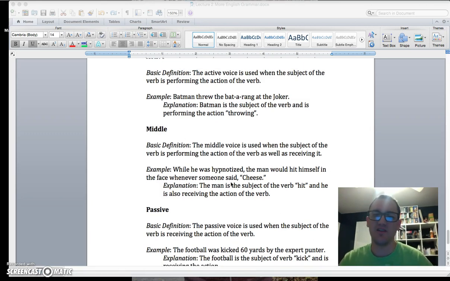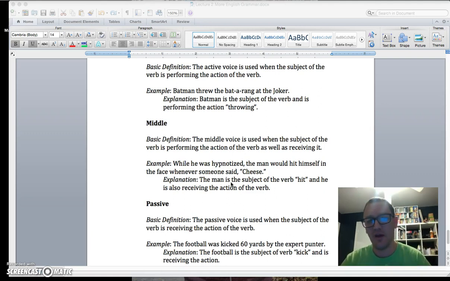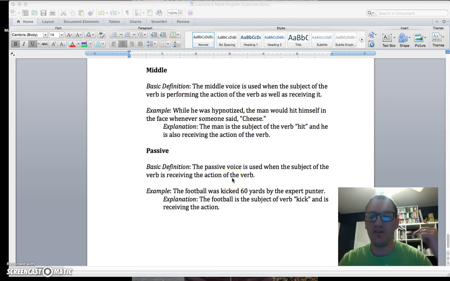The middle voice is when you are doing the action of the verb to yourself, or I should say the subject is doing the action of the verb to the subject's self. So here, "while he was hypnotized, the man would hit himself in the face whenever someone said cheese." I don't know where I came up with that example. But this is the basic idea that you are inflicting the verbal idea onto yourself. And so it's fairly easy to recognize because there will be a reflexive pronoun: himself, herself, oneself, and so on. The passive is when the subject is being acted upon by the verb.